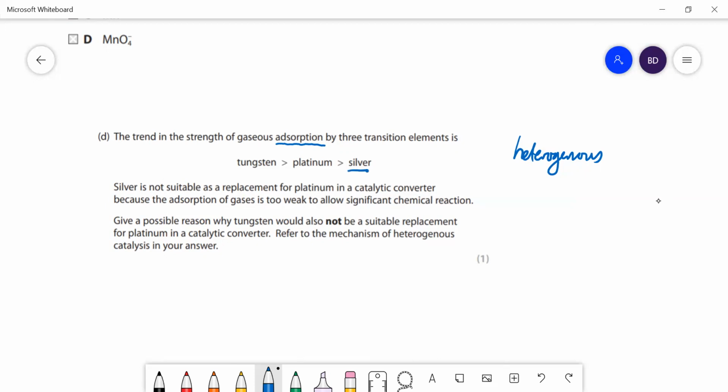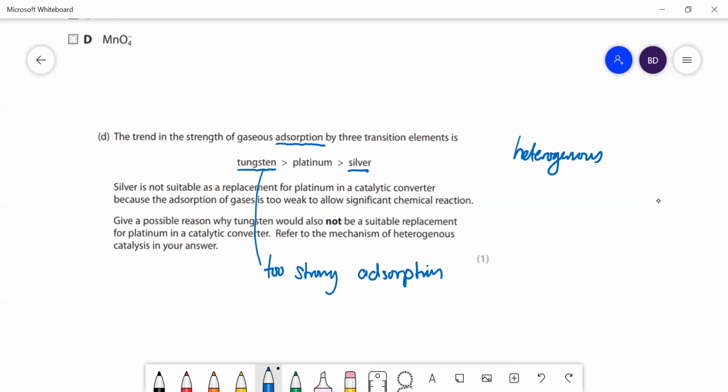Give a possible reason why tungsten wouldn't be a suitable replacement. Well, it's the opposite here. Tungsten would probably adsorb it too strongly, which is not good because it means that the products wouldn't be able to be released from the surface of the catalyst easily enough, and it wouldn't be very efficient. Whereas platinum is kind of right there in the middle. It doesn't adsorb it too strongly or too weakly.